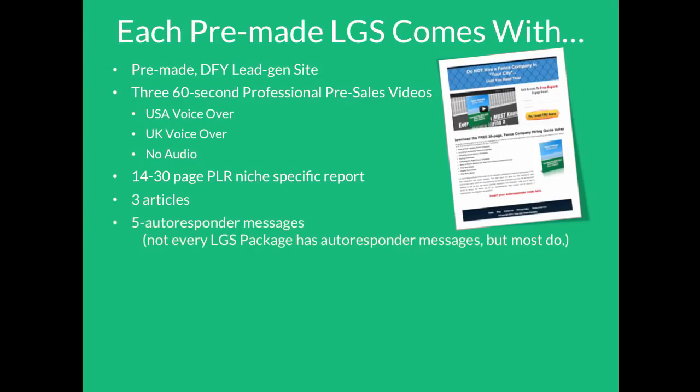Every lead gen site also comes with 3 articles already installed on it, and 5 autoresponder messages. Now, not every LGS package has autoresponder messages, but most of them do. They all come with 3 five-minute install options. One is free and two you can invest in, but the bottom line is you can get these sites up and running within 5 minutes. That's how long it takes to install them.